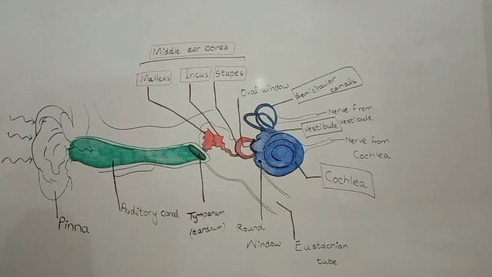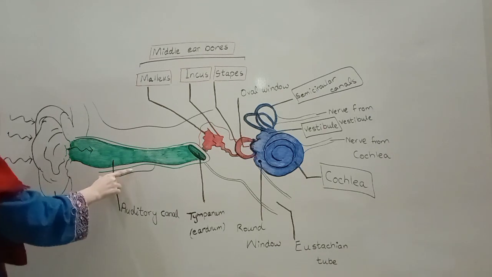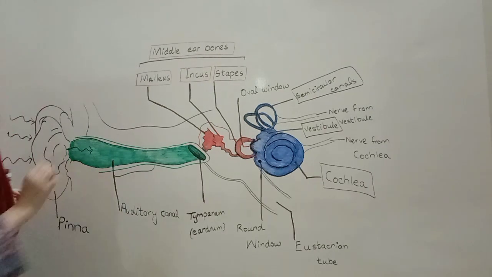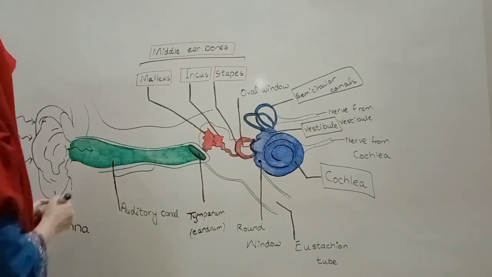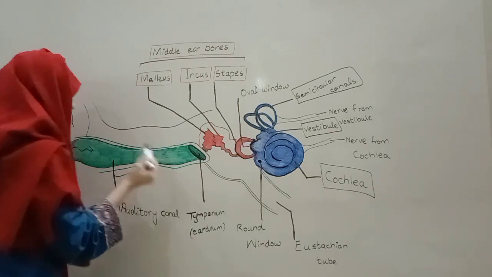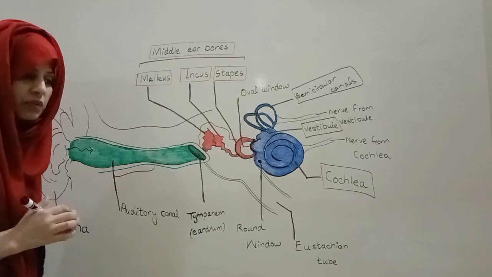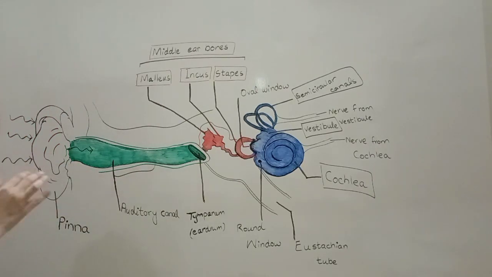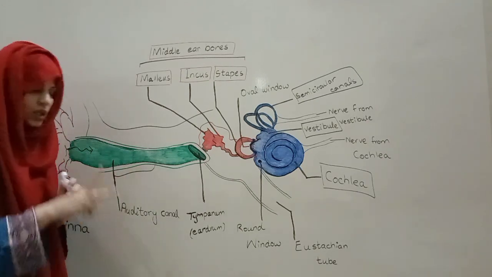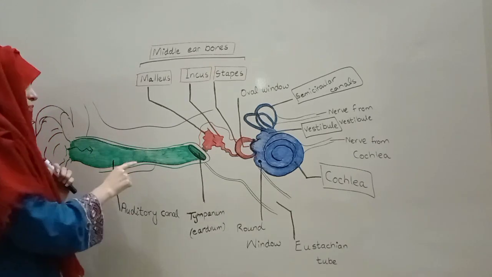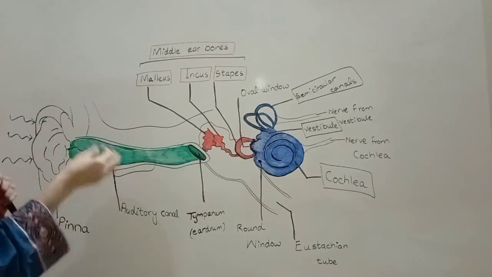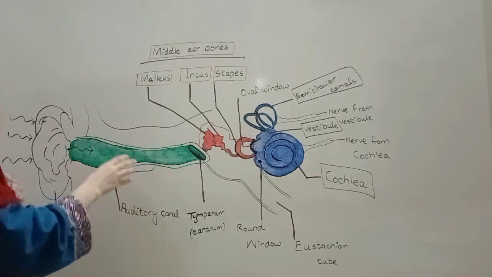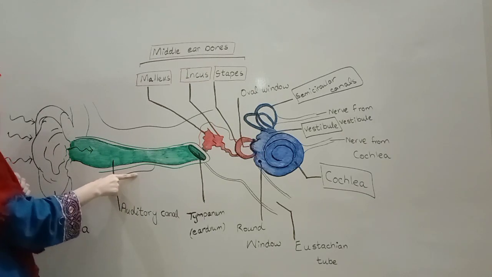Let's talk about the second part of the external ear, the auditory canal. The auditory canal consists of glands. Glands are present in the walls of the auditory canal, and their purpose is to release wax. Hairs are also present in the auditory canal. These two things, the wax secreted by the walls and the hairs, are responsible for preventing insects, germs, and dust particles from entering this part of the ear.